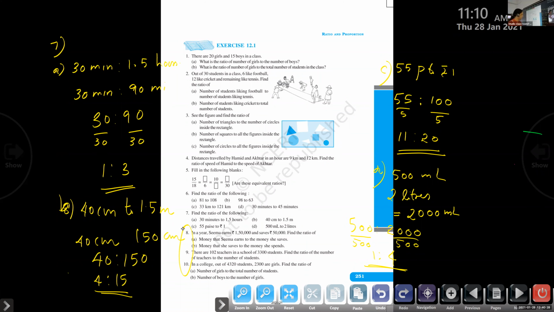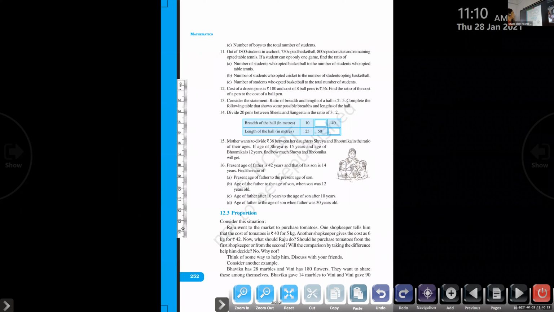There are some more homeworks, some more questions in this. See, children, can you see 11, 12, 13, 14, 15, 16? These many questions are there. That I'll give you as homework on another day. Okay, children, shall we start with proportion?